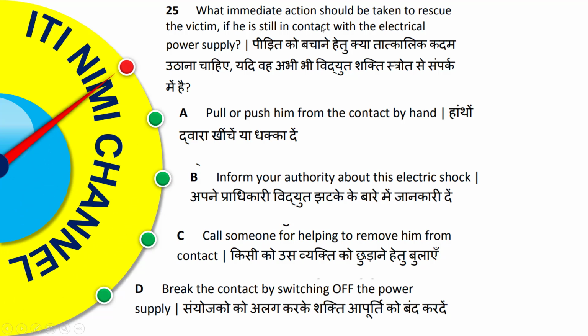What immediate action should be taken to rescue the victim if he is still in contact with the electrical power supply? Pull or push him from contact by hand. Inform your authority about this electric shock. Call someone for help or to remove him from contact. Break the contact by switching off the power. The answer is break the contact by switching off the power.